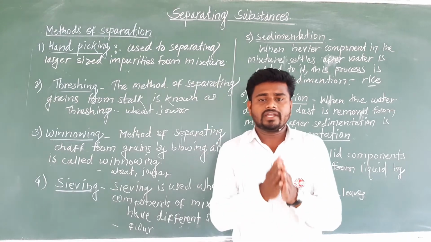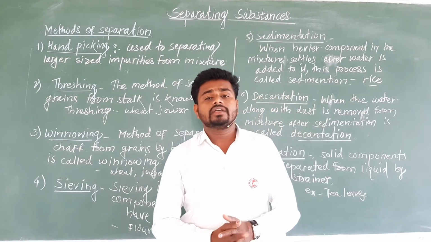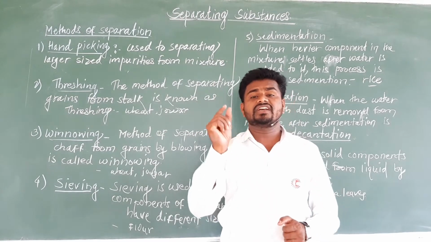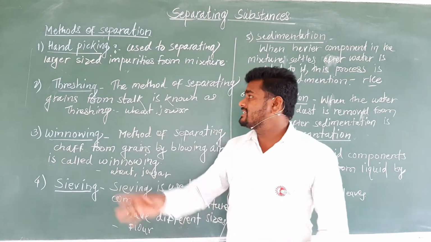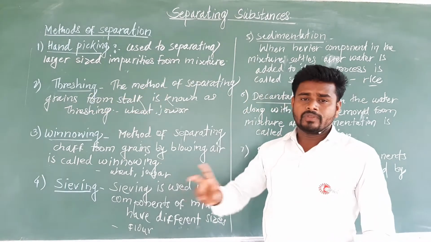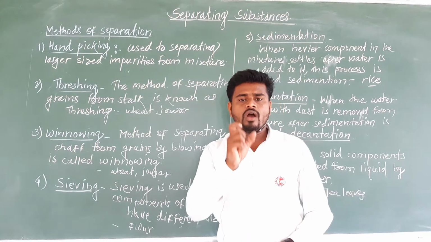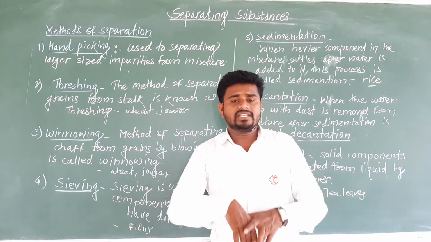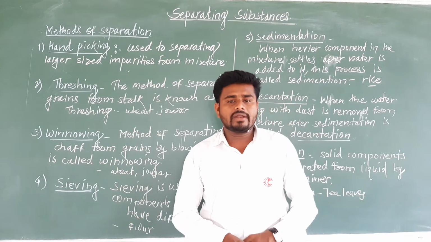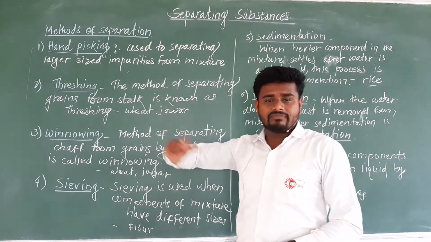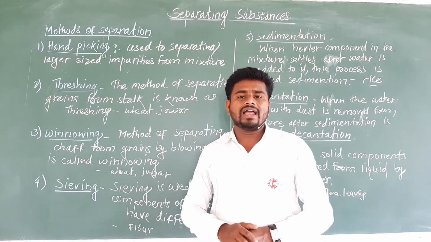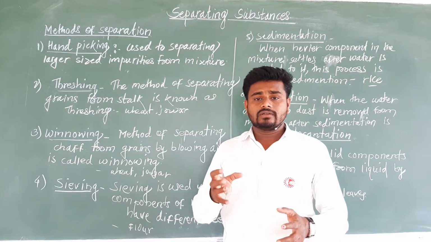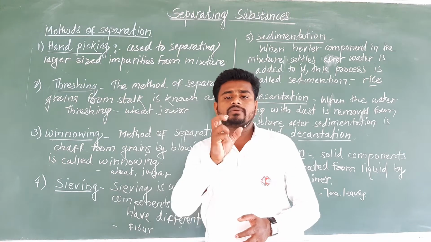That process or method which is used for separating grains from the stalk is called threshing. Here the grains are separated from the stalk by beating the stalk on any hard material, so the food grains are separated from that stalk. In the earlier days, bullocks were also used to separate grains.